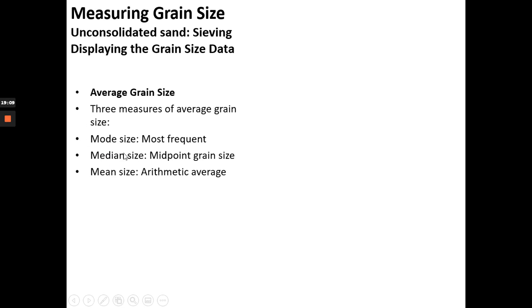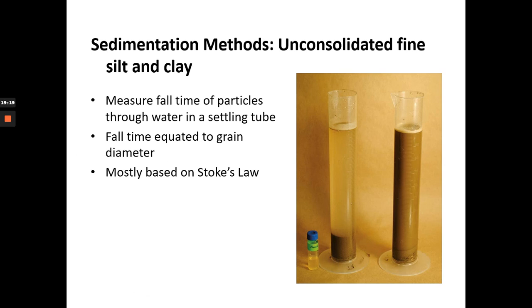Okay, sieve analysis is used for sand, right? What about finer grain particles? What about finer grain sediments? Let's say you have a sample of clay, or in general, just mud or silt, right? So what kinds of methods can you use to determine grain size? Lots of different methods. This is one basic way to do it. You measure the fall time of particles through the water in a settling tube. So this is a sedimentation method.